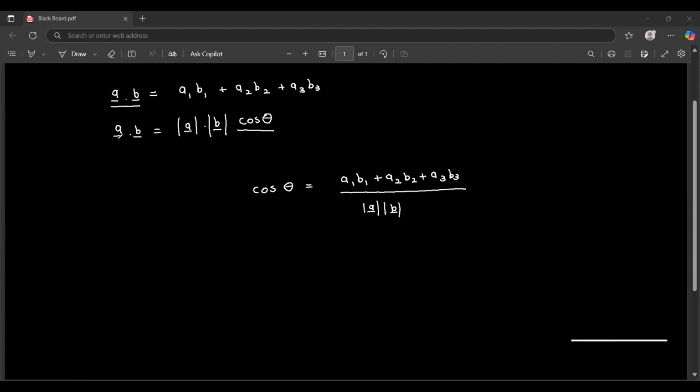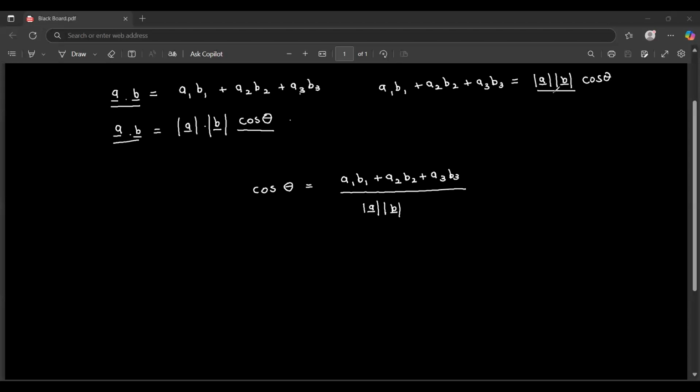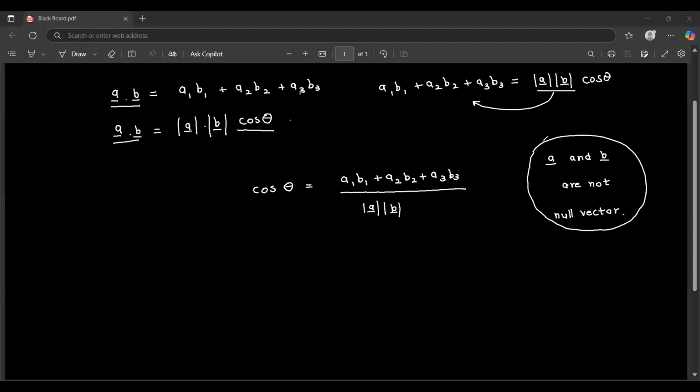What's happening here? I'm equating these two. So A1 B1 plus A2 B2 plus A3 B3 is equal to modulus of A, modulus of B cos theta. And I am bringing these two terms to the denominator so that I can have this. And when we are applying these two equations, we should be certain that vector A and vector B are not null vectors. They cannot be null vectors or zero vectors. Their magnitude should always be greater than 0. Keep that in mind.